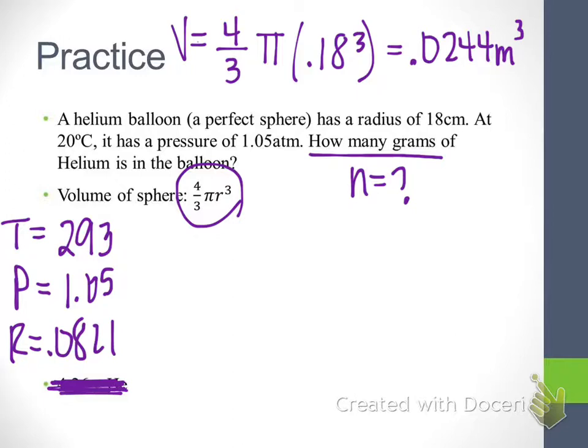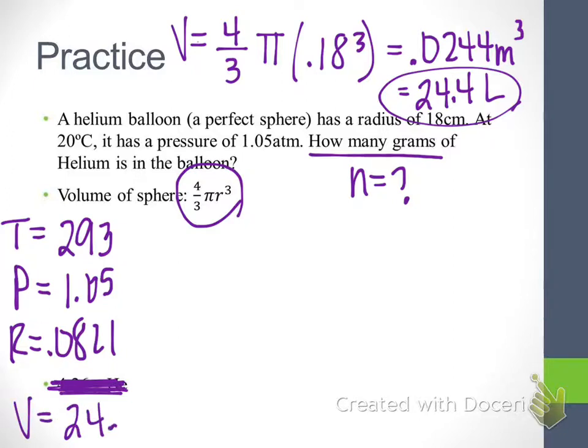Okay, that's in meters cubed, so can we use that directly? No, we have to convert it to liters. If we know that a cubic meter is equal to 1,000 liters, we would take that and multiply by 1,000. Do we see how we went from cubic meters to liters? We multiplied by 1,000. So 24.4 liters. Now we can solve in the ideal gas law.